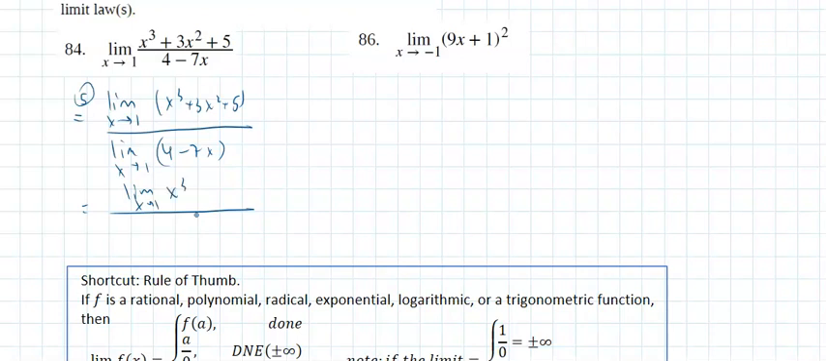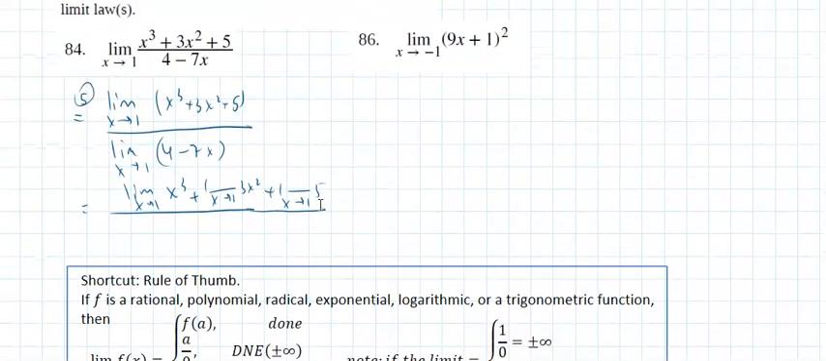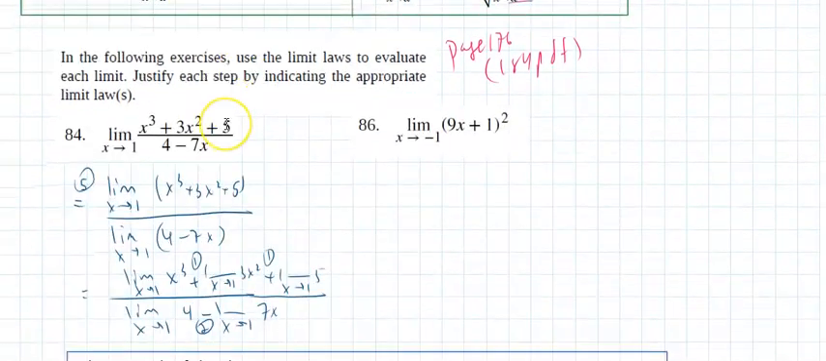That would be the limit as x approaches 1 of x cubed, plus the limit as x approaches 1 of 3x squared, plus the limit as x approaches 1 of 5. What allows me to do that? The limit of the sum of two functions is the sum of the limits. And the denominator is the limit as x approaches 1 of 4 minus the limit as x approaches 1 of 7x. The limit of the difference is the difference of the limits right there.